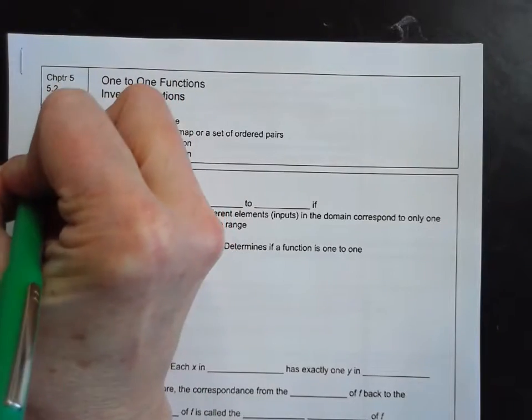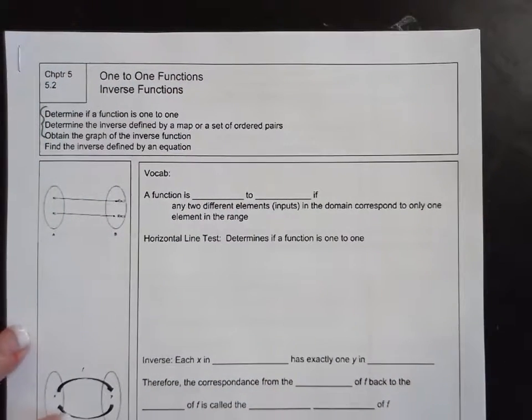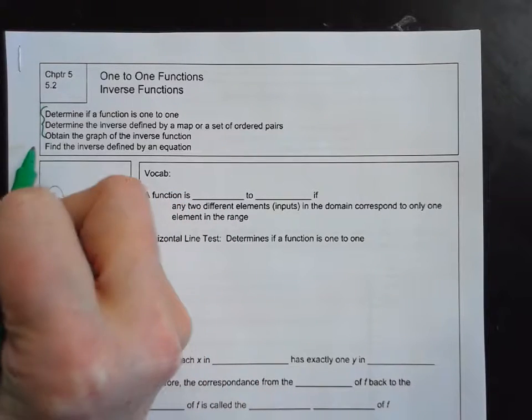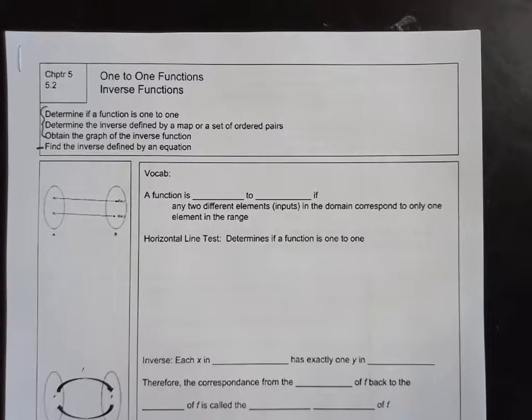Okay, so these three objectives are what we're going to do today, and then that one's the one we'll do tomorrow. All right? Joe, you want to borrow a pretty color? Okay. All right, so vocab.